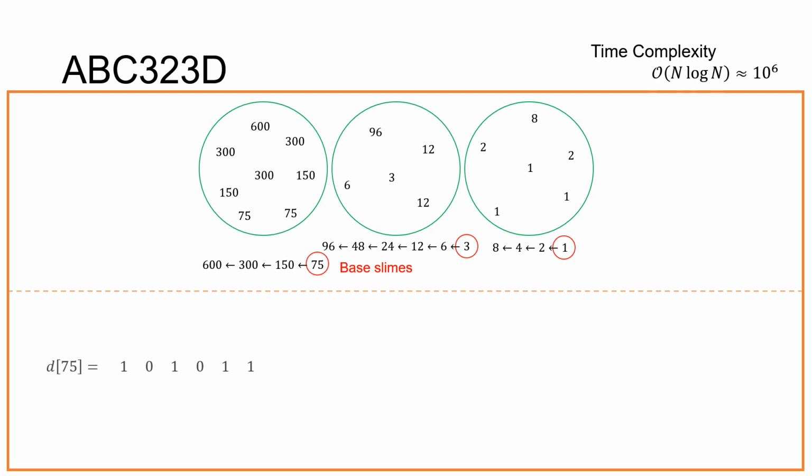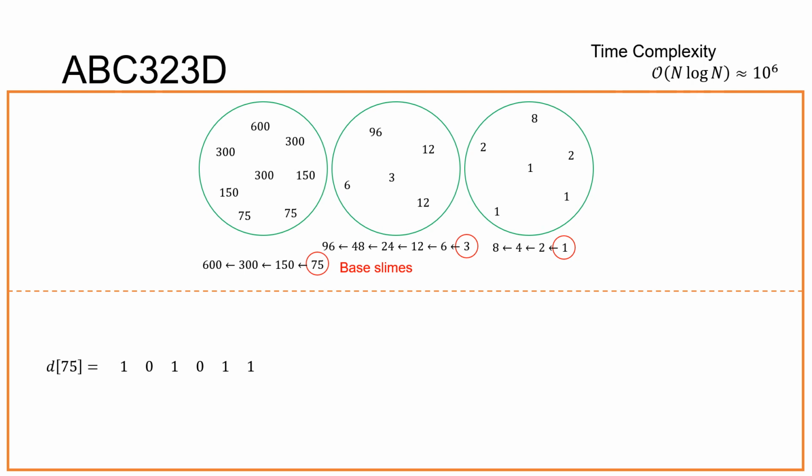In this example, we focus on the base slime of size 75. Then our next concern is how to manage the number of slimes in group 75. I strongly recommend you use binary numbers.